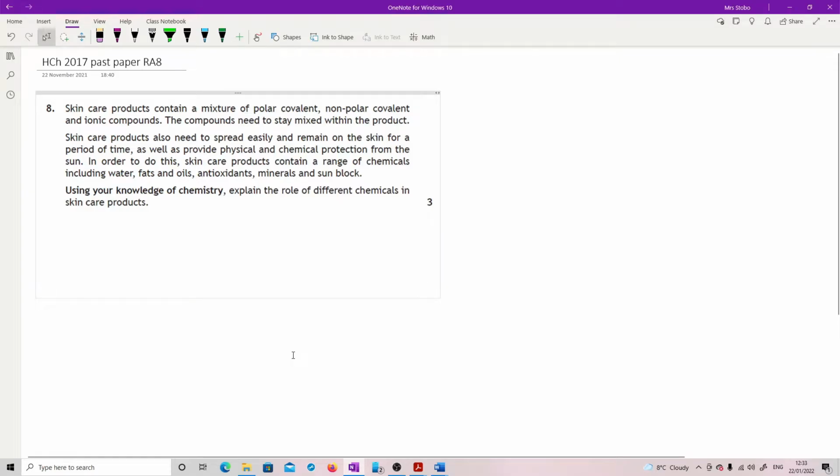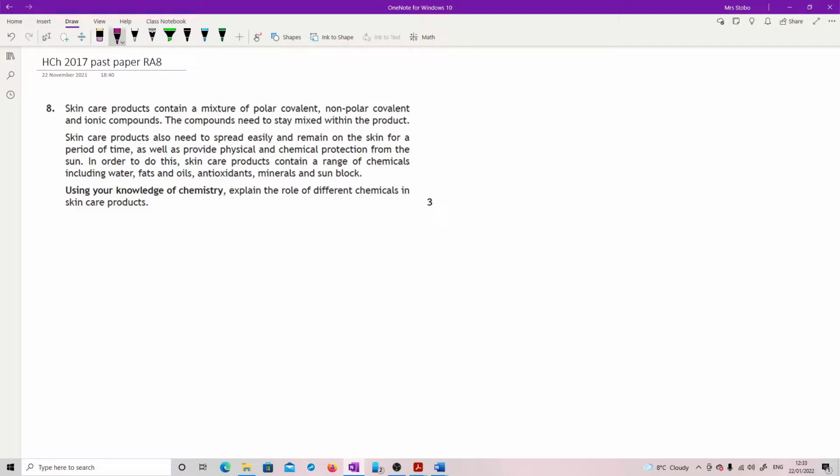Question 8, second 3 marker of the paper. Skincare products contain a mixture of polar covalent, non-polar covalent, and ionic compounds. The compounds need to stay mixed within the product. Skincare products also need to spread easily and remain on the skin for a period of time, as well as to provide physical and chemical protection from the sun. In order to do this, skincare products contain a range of chemicals including water, fats and oils, antioxidants, minerals, and sunblock. Using your knowledge of chemistry, explain the role of different chemicals in skincare products.